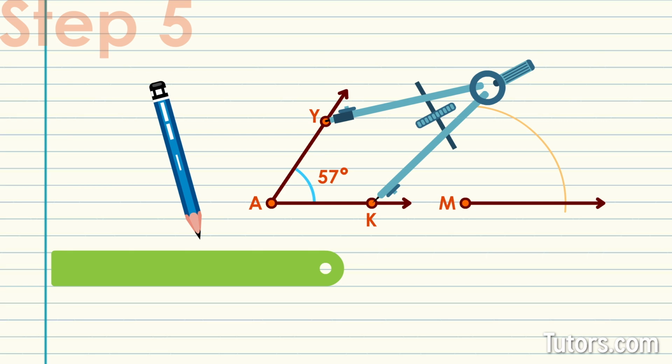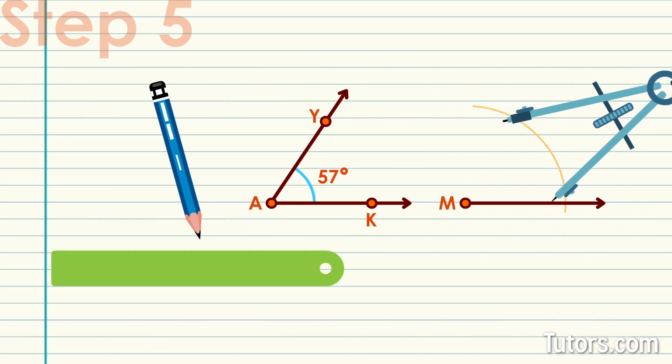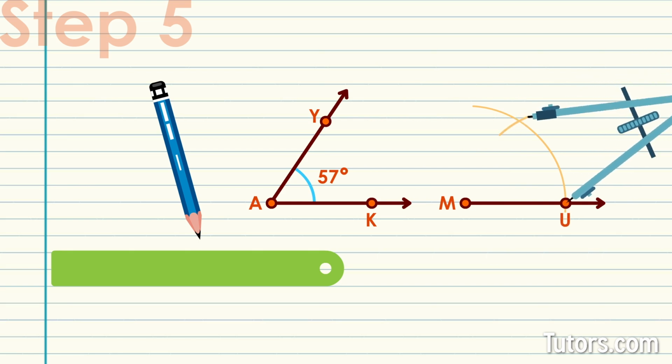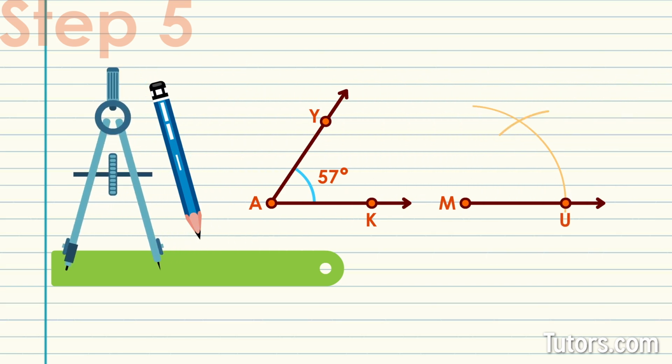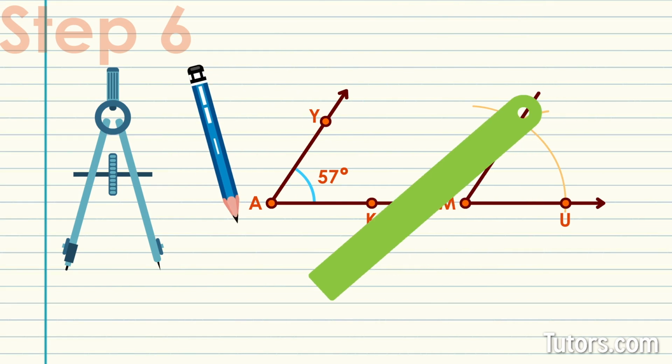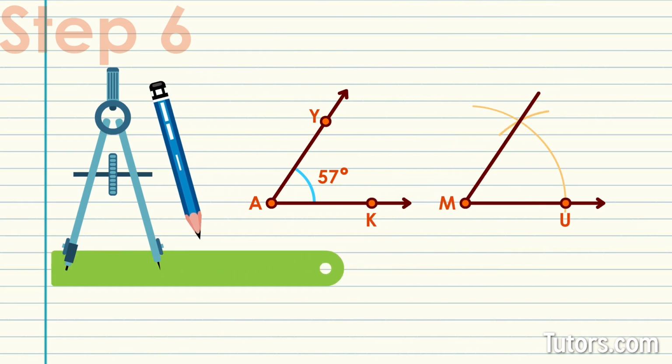Step 5. Without changing the compass, move the compass point to the new ray's point, here point U, and swing the arc that intersects with your original arc. And step 6. Using your straight edge, connect the vertex, here point M, with the intersection of the two arcs. You have copied the existing angle.